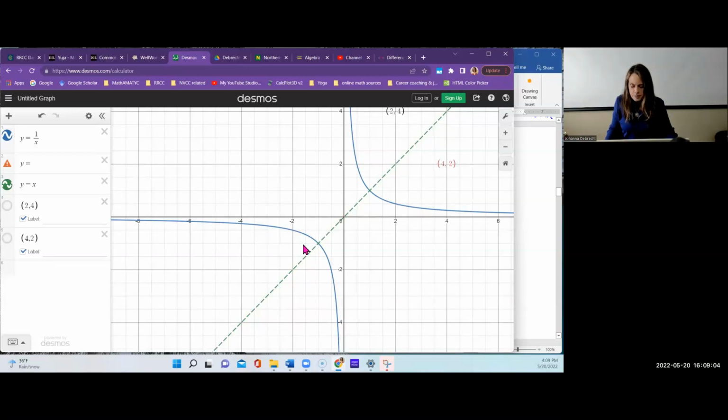How could it already be symmetric to the identity function if the inverse isn't on here? Well, the only way that could happen is if it's its own inverse. Let's see how that works.